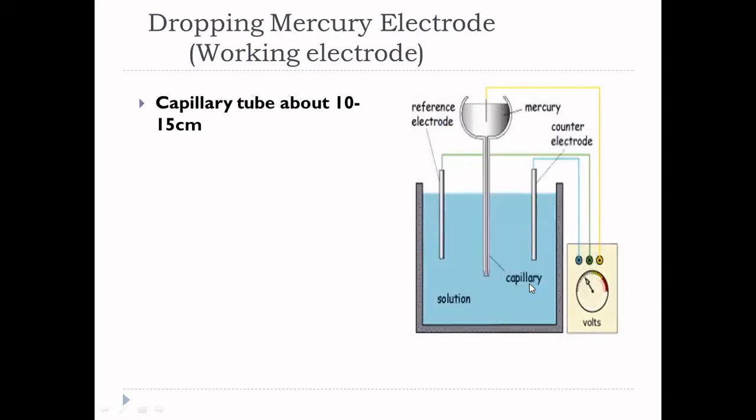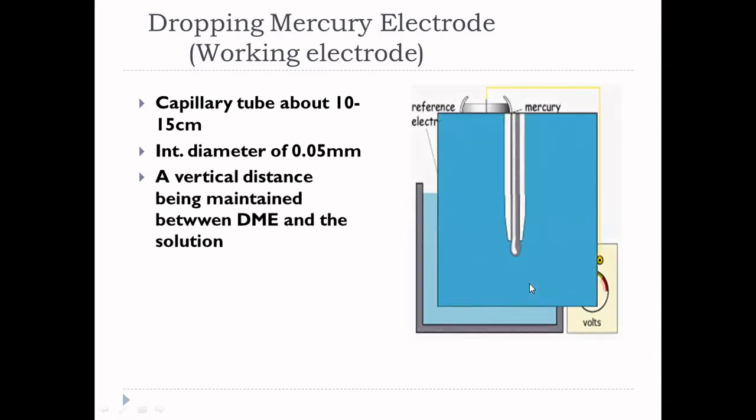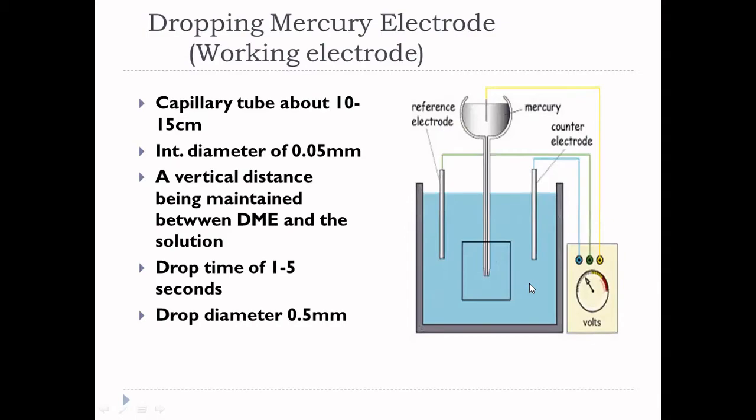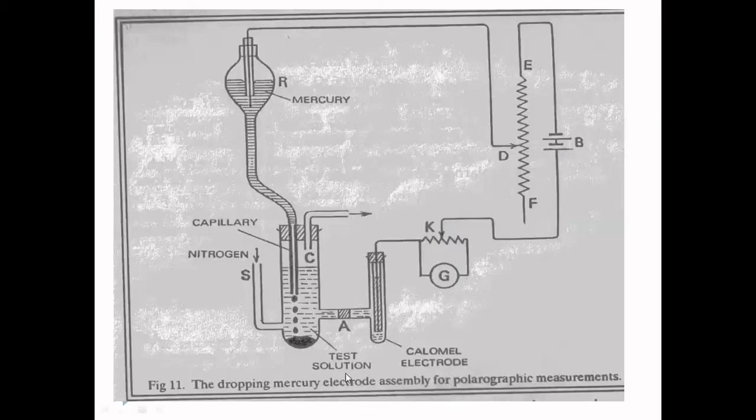What is a dropping mercury electrode? It is a capillary tube of 10 to 15 centimeters in length and a diameter of 0.05 mm. A vertical distance is maintained between the dropping mercury electrode and the solution. The drop time for each drop is 1 to 5 seconds, and the drop diameter is 0.5 mm. That is the dropping mercury electrode, taken as the cathode in the polarographic technique. The surface of the cathode is always fresh, so results are reproducible, and that is the advantage of this electrode. The anode is a pool of mercury, or it is connected to a calomel electrode.